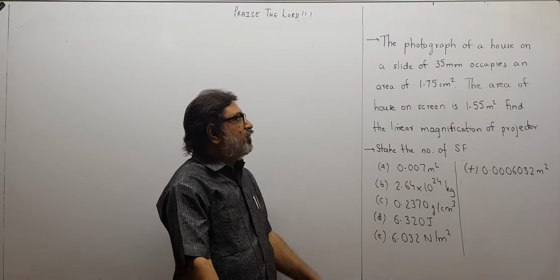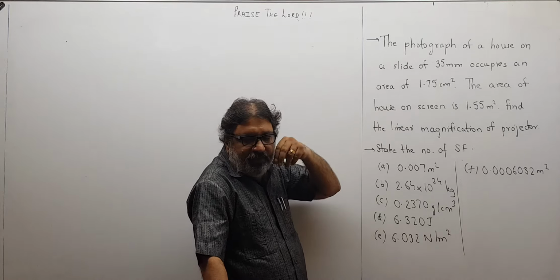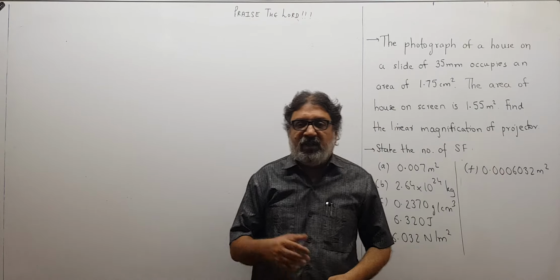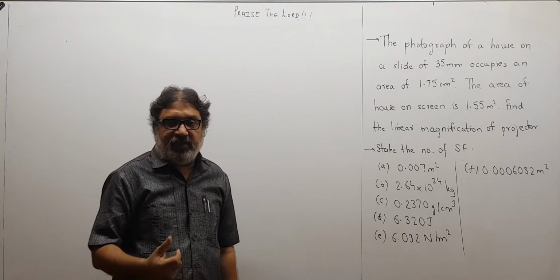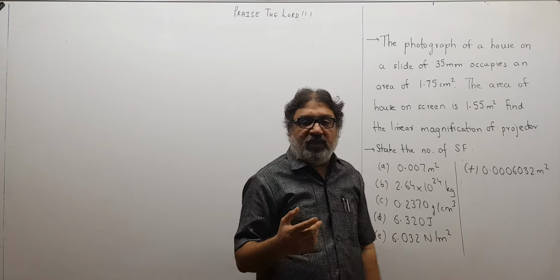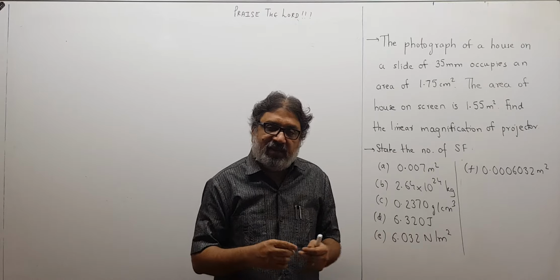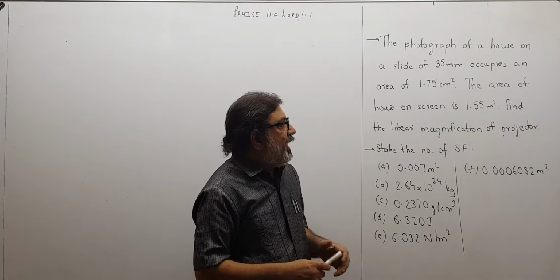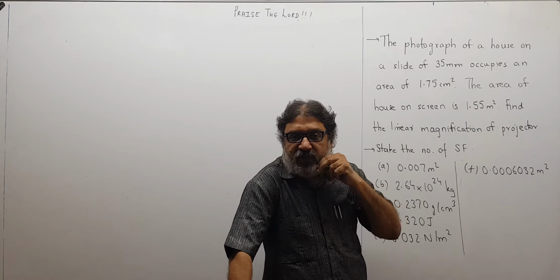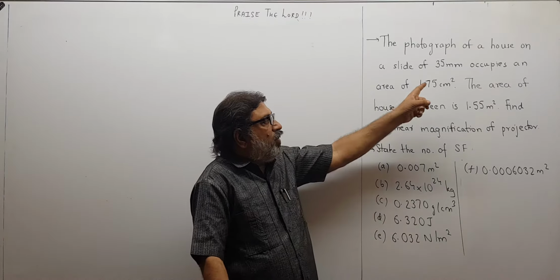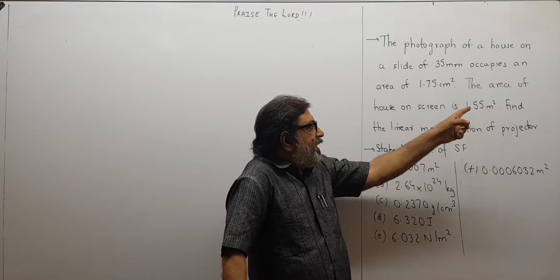See, the photograph of a house on a slide of 35 millimeter occupies an area of 1.75 centimeter square. Children, before 1975, when movies were shot, they were shot on a very small slide, and the length of that slide used to be 35 millimeter. After 1975, we were using big slides for movies, and that was 70 millimeter slide. It used to be double in length, and that was called CinemaScope. Anyway, he says that we are using a small slide of 35 millimeter length, and on that we have taken the photograph of a house, and that house occupies an area of 1.75 centimeter square on that slide. The area of the house on the screen.